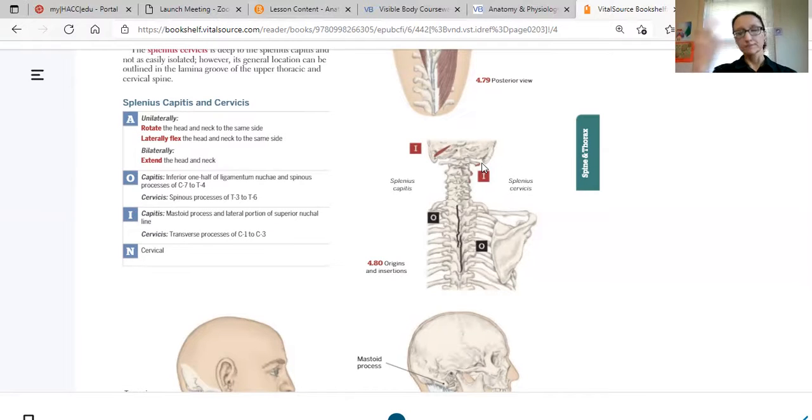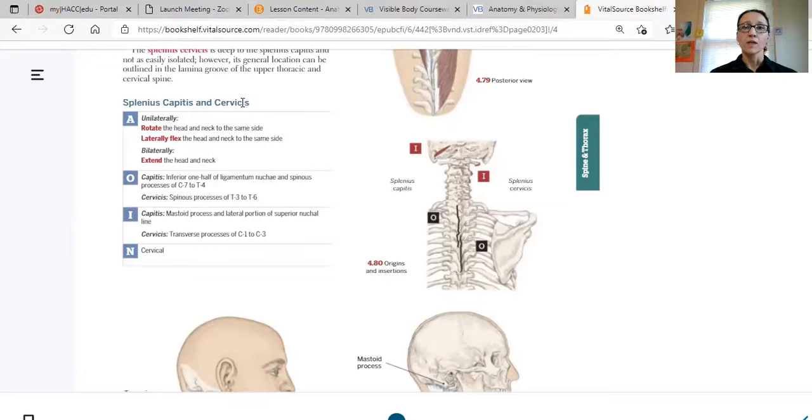The insertion, now we go to the cervical spine. Yes, of course. The insertion is the transverse processes of C1 to C3. TPs C1 to C3. 1, 2, 3. They are in sort of the same spots. They do run obliquely to the spine, so they are going to be able to do the same things. They are synergists.